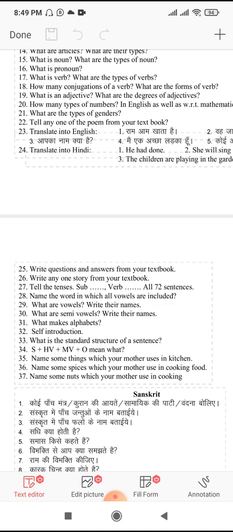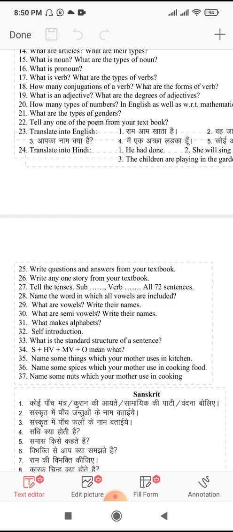Name the word in which all vowels are included. Education is the word in which all vowels are included. What are the vowels? Write their names. There are five vowels in the English alphabet: A, E, I, O, U. What are semi-vowels? The semi-vowels are not exactly vowels, but they are sometimes used as vowels. Cow, C-O-W, cow, and key, K-E-Y, key. So W and Y are the semi-vowels, and W and Y are their names. What makes alphabets? The script makes alphabets: the letters, the group of letters, the group of script.